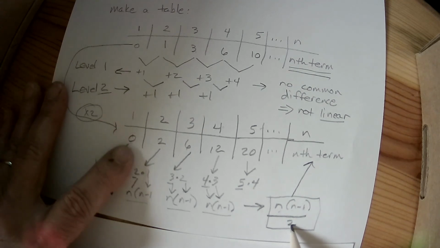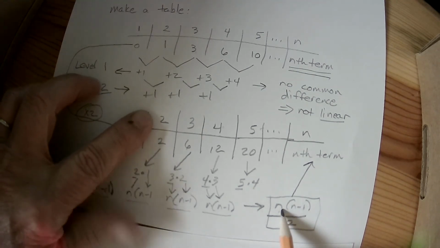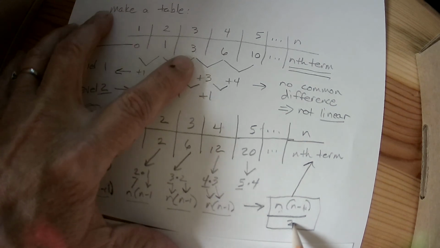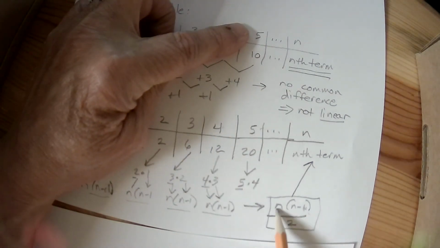N is 1. 1 times 0 is 0. 0 divided by 2 is 0. When n is 2, 2 times 1 is 2. 2 divided by 2 is 1. Okay, now let's try 3. 3 times 2 is 6. 6 divided by 2 is 3. So guess what? If it works three times in a row, you know you've gotten your formula. But let's test it one more time on this one. 5 times 4 is 20. 20 divided by 2 is 10.